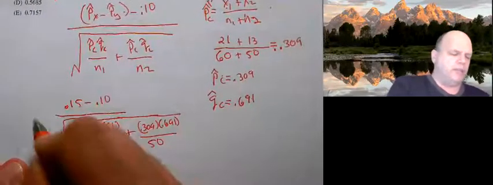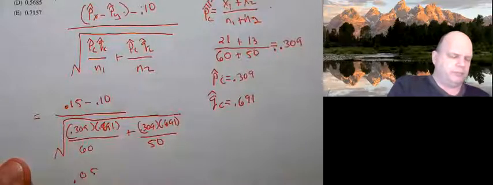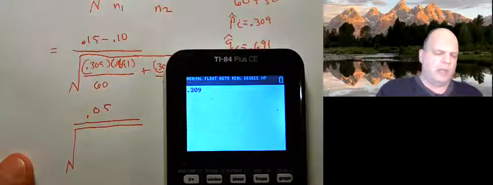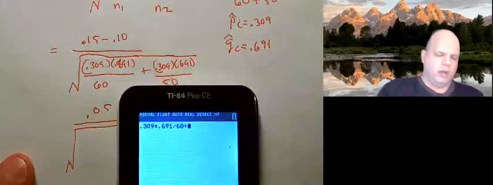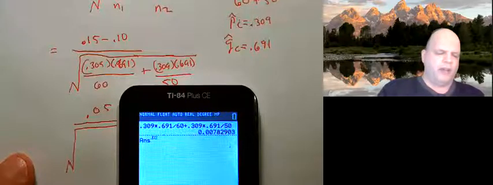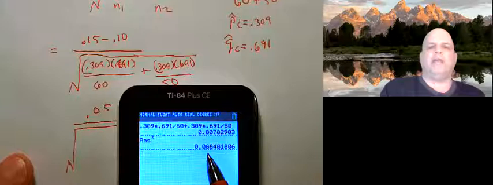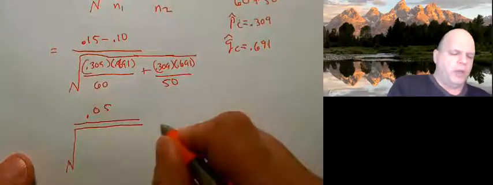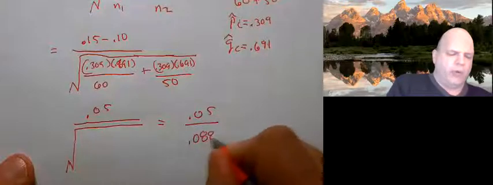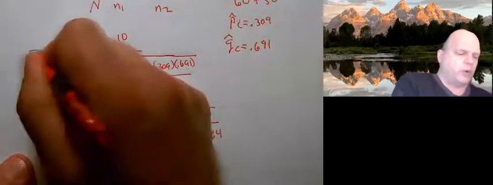Well, the numerator is nice and easy. We end up getting 0.05. The denominator is going to be a bit more challenging to work with. So here we go. 0.309 times 0.691 divided by 60 plus 0.309 times 0.691 divided by 50. And I need to take the square root of that number, caret 0.5, and I get about 0.0884. So I end up with 0.05 over 0.0884. And by the way, we're calculating a z-score because we're working with proportions.